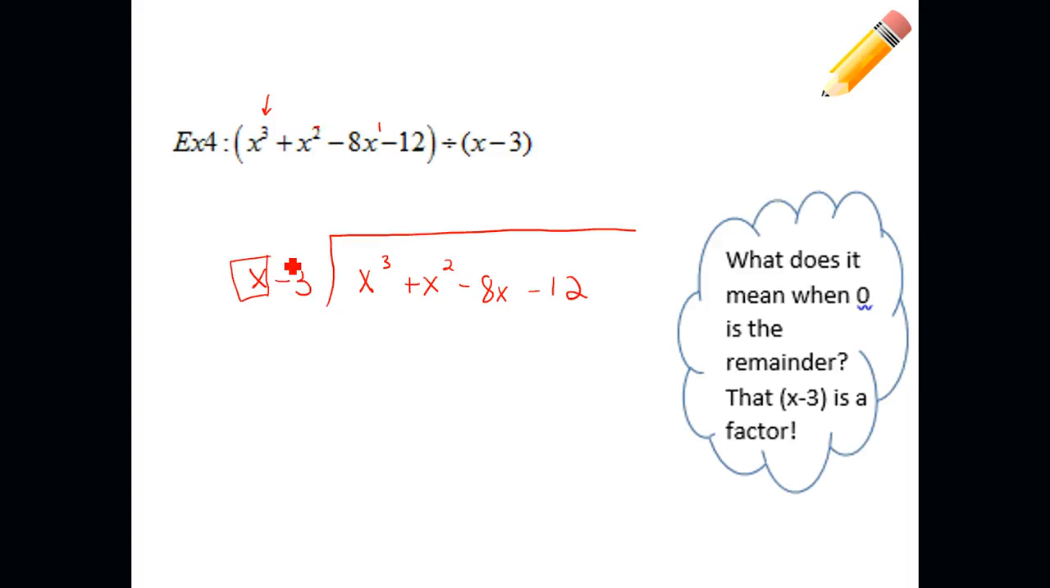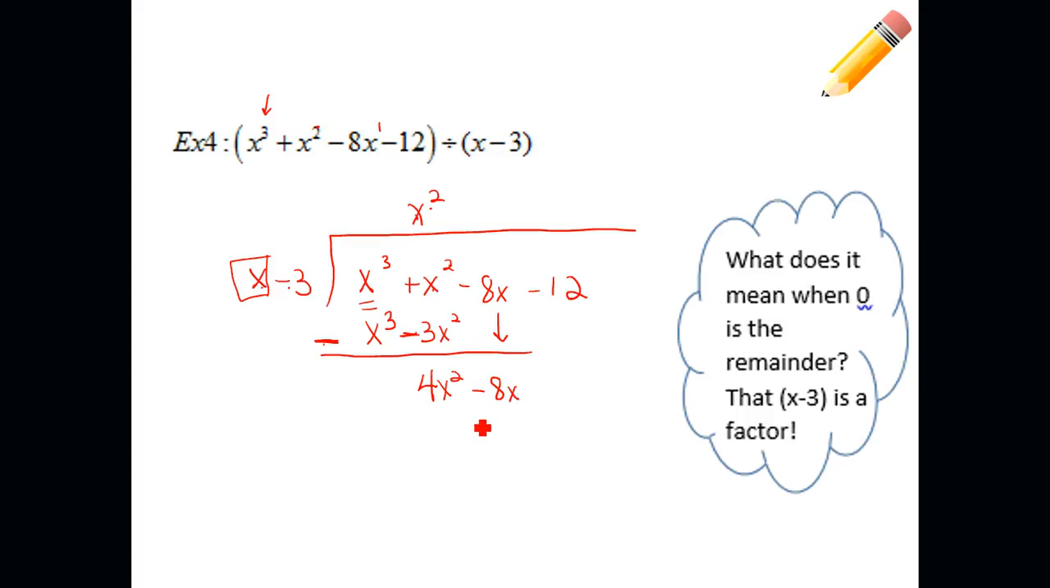What do I need to multiply the x by to turn them into x to the third? X squared. Now I'm going to distribute. X squared times x is x to the third. X squared times negative 3 is negative 3x squared. Subtract. X to the third minus x to the third, nothing. X squared minus a negative again is like an add. So 4x squared. And I'm going to go ahead and drop down the next. That is negative 8x coming down.